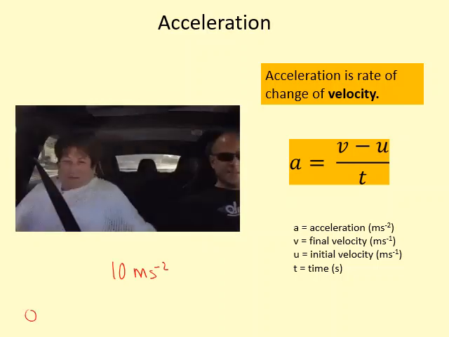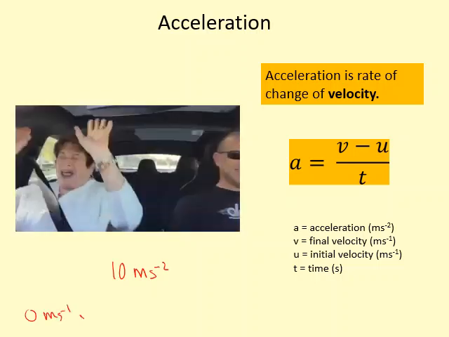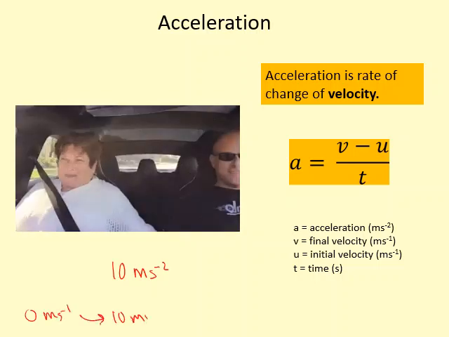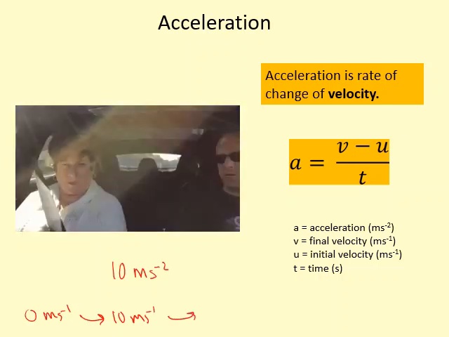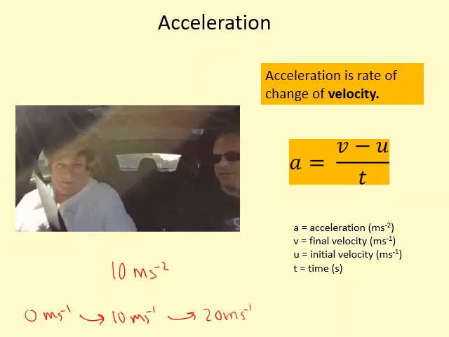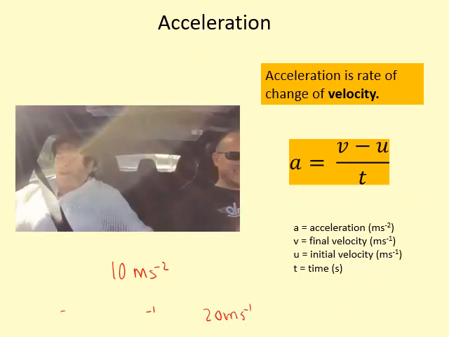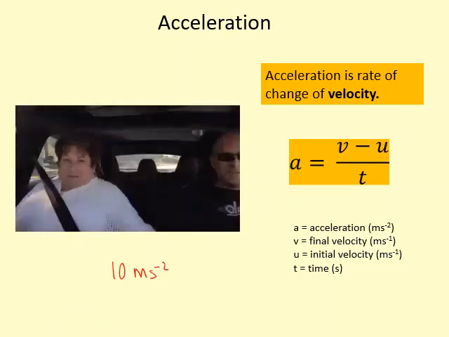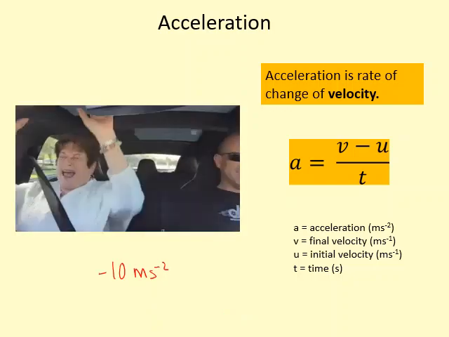So every second its speed increases. If you start off at 0 meters per second, after 1 second you'll be moving at 10 meters per second. After another second your speed will increase more to 20 meters per second, and so on. So that shows acceleration. If it was negative, that would represent deceleration.